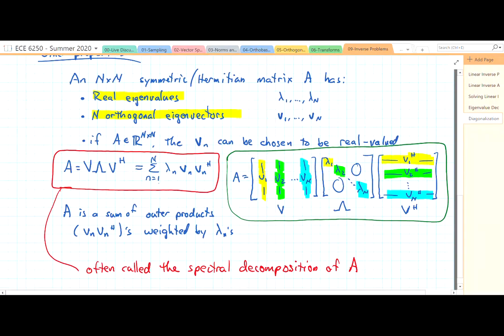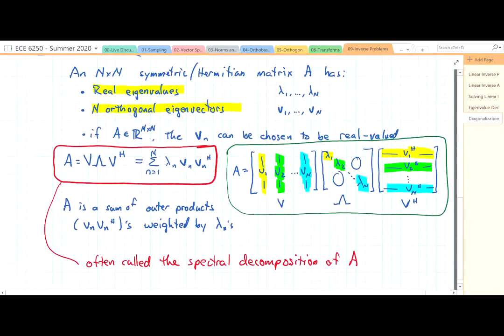So we get this equation over here that I'm circling in red. And this is called the spectral decomposition of A. In other words, A is now a sum of outer products weighted by the lambdas.